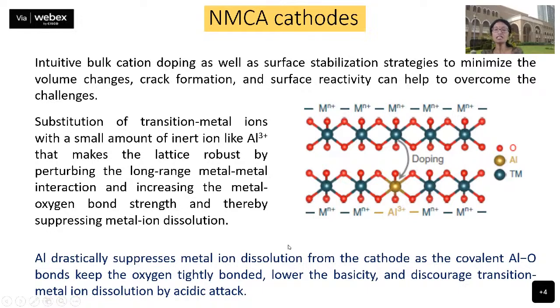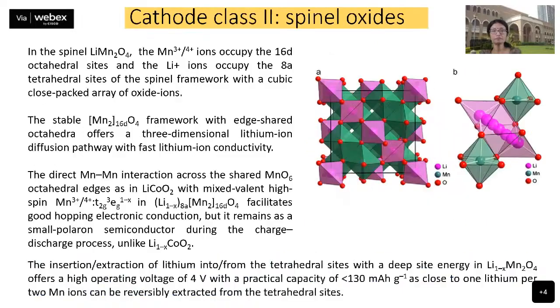As the covalent bonds keep the oxygen tightly bonded, it lowers the basicity and discourages this kind of metal-ion dissolution by acidity. So in these NMC cathodes, a very small amount of aluminum has been doped currently. The research flavor of the season, you can say.